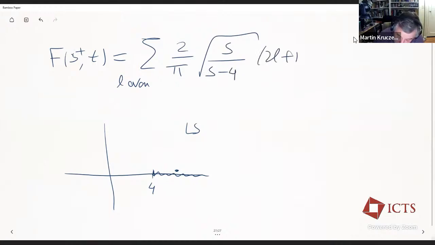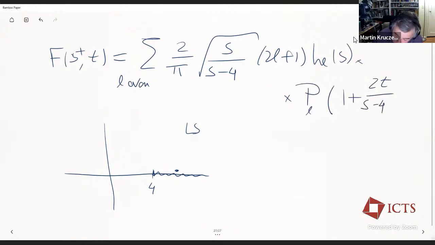And then you analytically continue to the whole complex plane: the sum of H_L of S times the Legendre polynomial of 1 plus 2t over S minus 4. And this combination is just the cosine of the scattering angle, if one does the calculation. But this defines a function of t and s that one can analytically continue for, in principle, any s and any t.